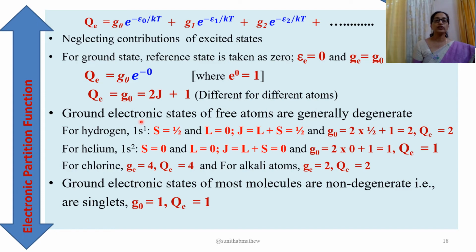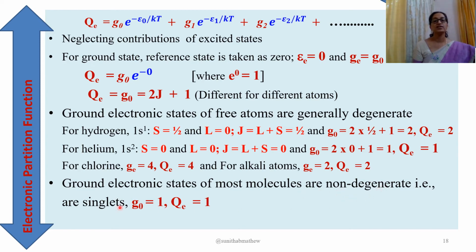If we consider the ground electronic states of free atoms, they are generally degenerate. Let us see few examples. For hydrogen, S is equal to half, L is equal to 0, J will be equal to half and g_0 will be equal to 2, so Q_E will be equal to 2. For helium, S is equal to 0, L is equal to 0, J will be equal to 0 and g_0 will be 1, so Q_E will be 1. For chlorine, g_E is equal to 4, therefore Q_E will be equal to 4. For alkali atoms, it is same as that of hydrogen atom, g_E is equal to 2, Q_E will be equal to 2.